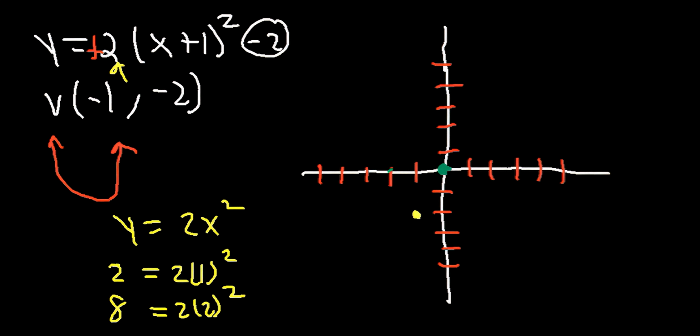1 to the left, up 2, starting from the vertex. As we go 2 to the right, we need to go up 8 instead of up 4. 2 squared is 4, but we've got to multiply it by 2. So if we go up 8, we should be at 6 from -2. And 2 to the left, we need to go up 8 as well. It's going to be at the same point. And so that's how you graph it.